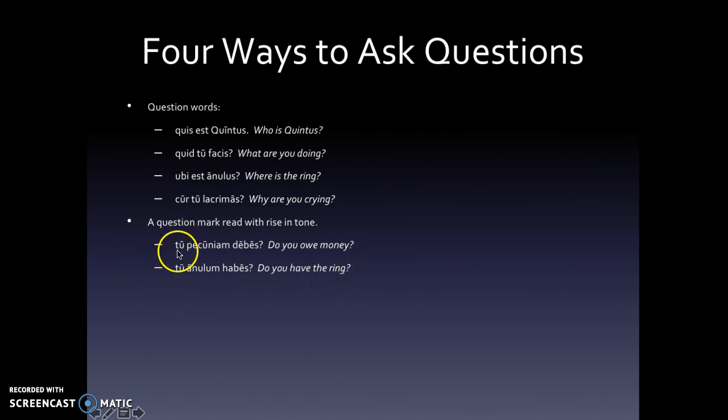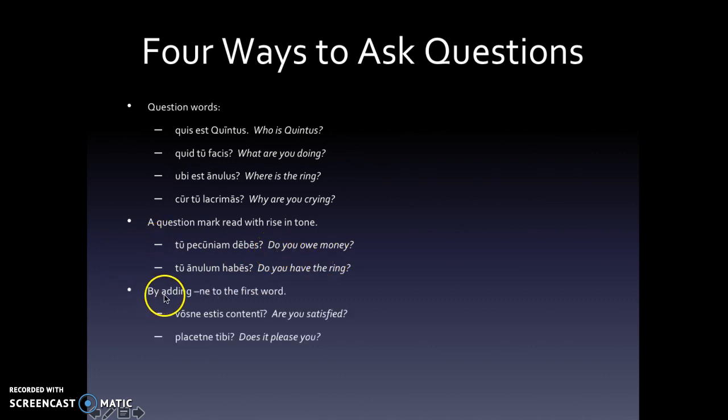So the way that you're going to do this is change it from a statement to a question. As a statement, this would read, you owe money. In English, in order to change it into a question, we put a do in front of it. Do you owe money? All right, by adding ne to the end of the first word. This is really nice because it tells you at the beginning of the sentence that you're entering a question, so you know right away to change your tone of voice.